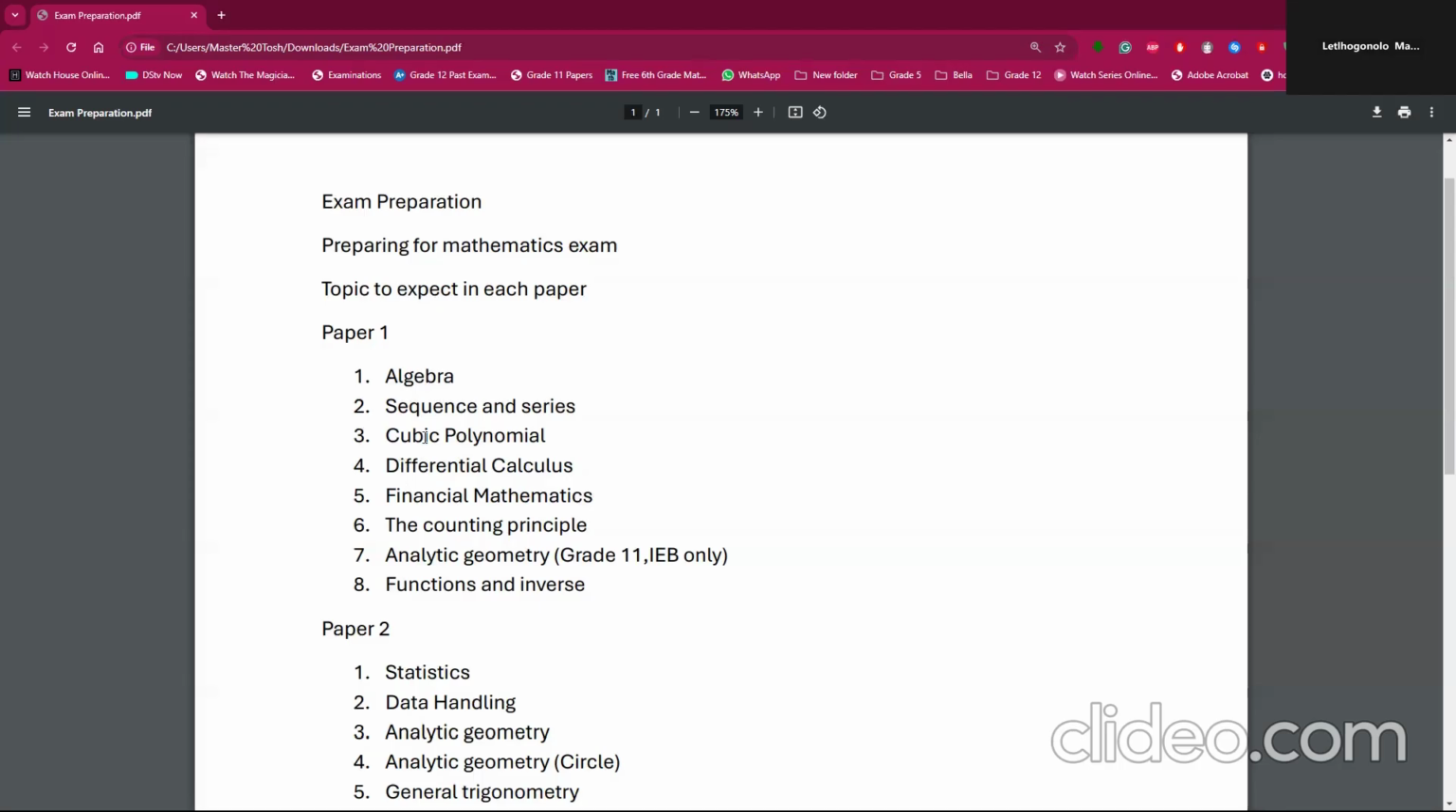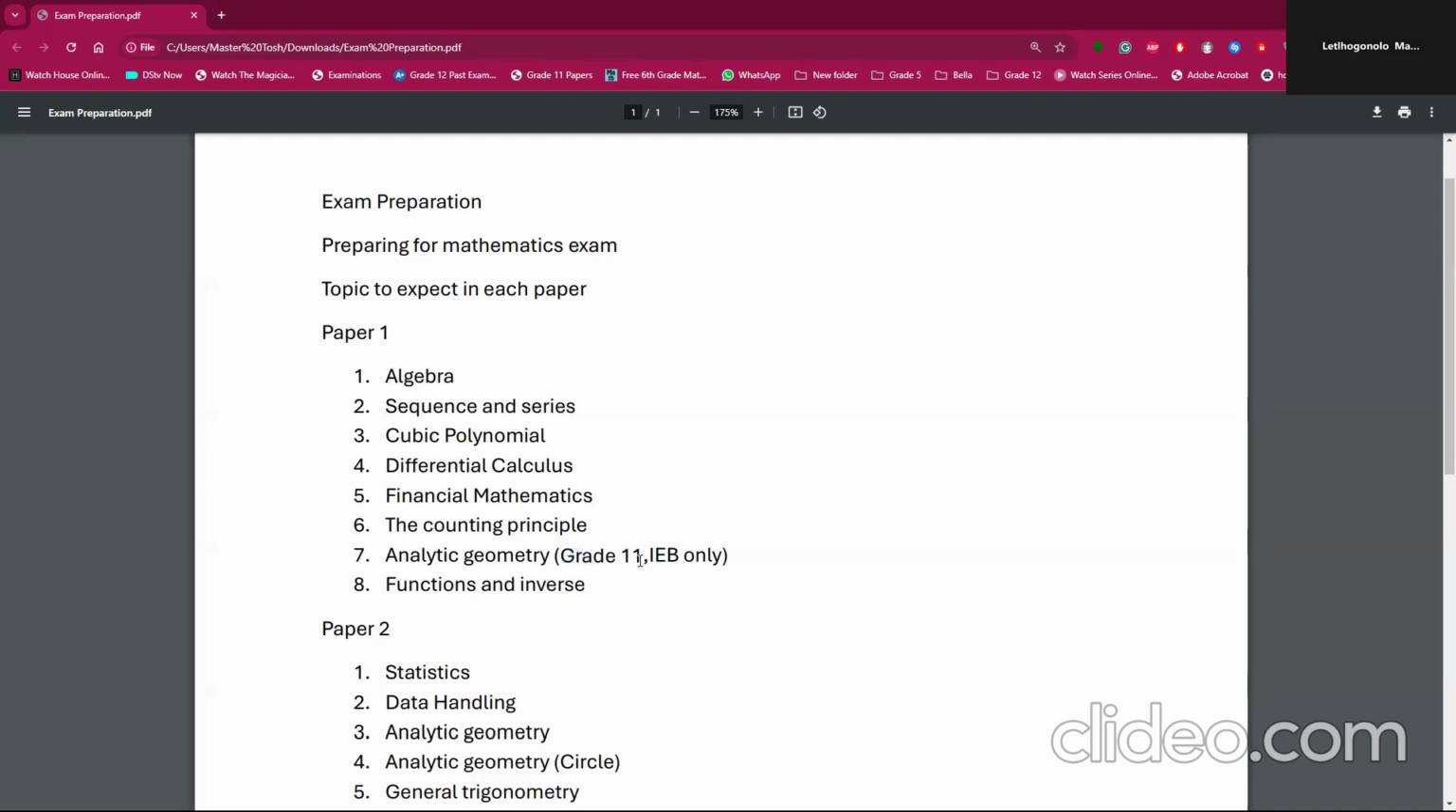We have financial math. We're going to look at present values, future values, taking out a loan, payment, and investing money. We have the counting principle that looks at the probabilities and the many ways in which we can do something if we're given more than one option to do it. We have analytic geometry. This is going to be only for grade 11 IEB, what we call grade 11 IEB.